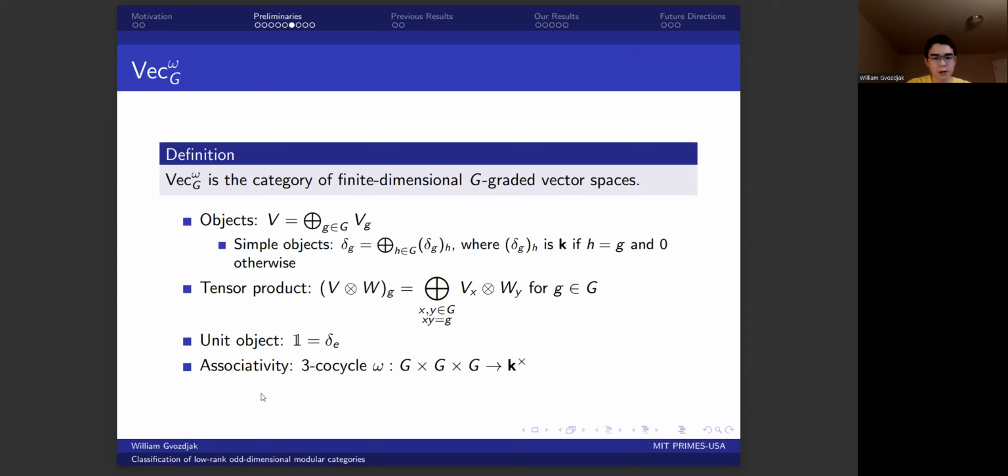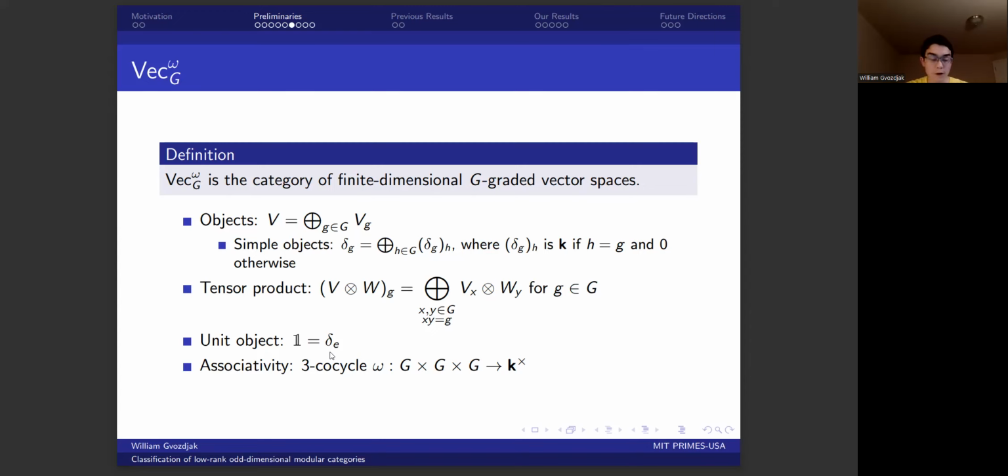So we can see down here that the unit object is going to be a one-dimensional vector space that's concentrated inside of degree e, the identity of our group. Every single other degree has one simple object inside of it that corresponds to that degree.